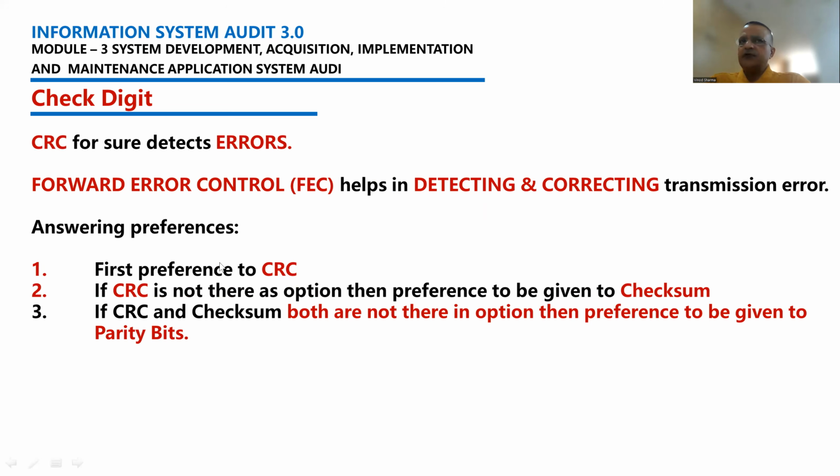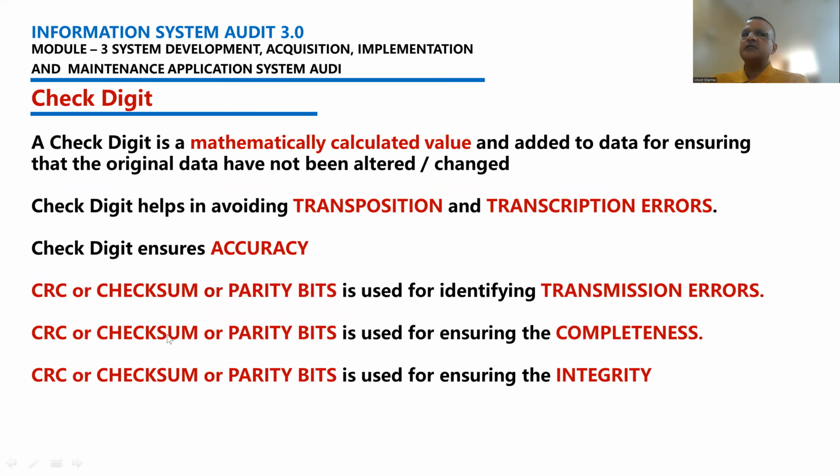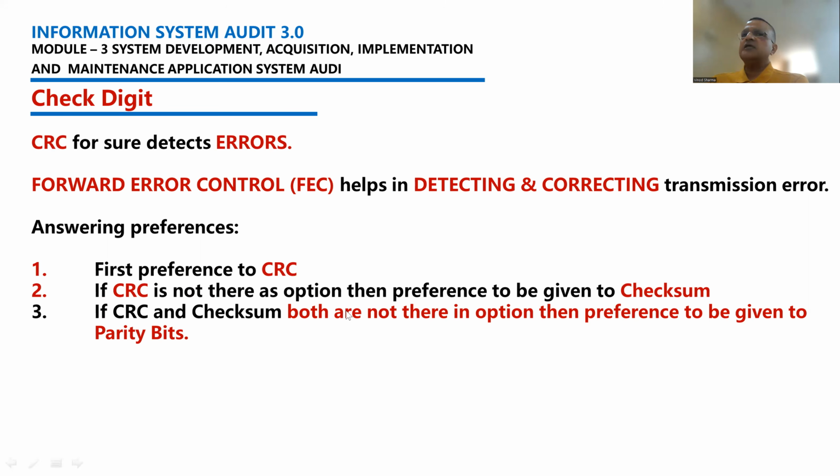I'll just give you the answering preferences for your questions. If anything is asked related to check digits, cyclic redundancy check, checksum, or anything, the first preference should be given to CRC because it is the most complicated. If CRC is not there as an option, then preference should be given to the checksum. So remember the sequence: CRC, checksum, parity bits. The first option should be CRC. If you don't have CRC, then go for checksum, and then go for parity bits. If CRC and checksum are both not in the options, then preference should be given to parity bits.